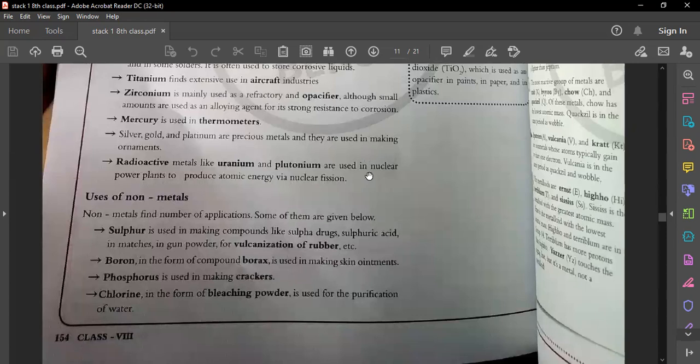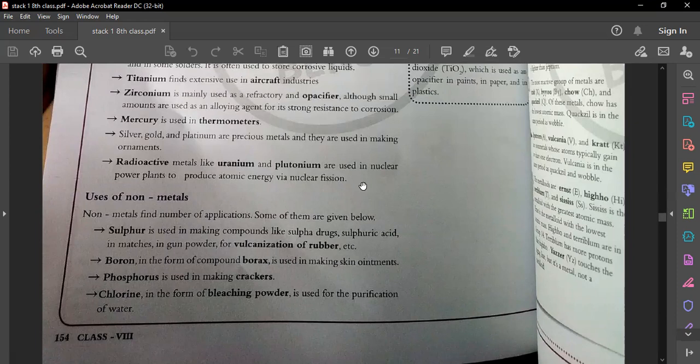Then non-metals, sulfur. What is the meaning of vulcanization of rubber? Making the rubber stronger, increasing its strength. Very good. We cannot use rubber directly in the preparation of car tires or vehicle tires because rubber is very soft. So to increase the strength of the rubber, or to increase the properties of the rubber to make car tires, is called vulcanization of rubber. In that we'll add 5% sulfur.